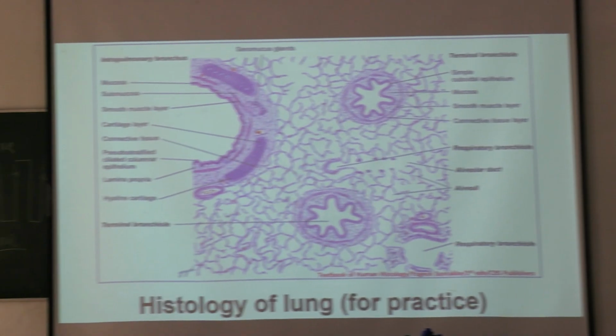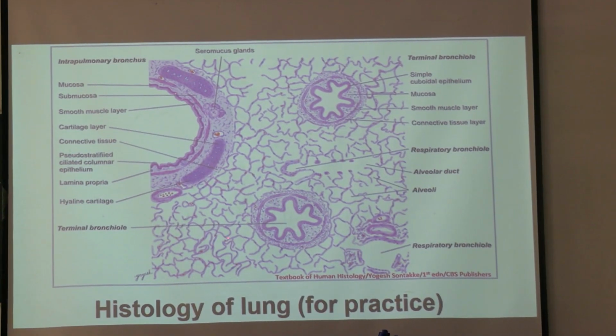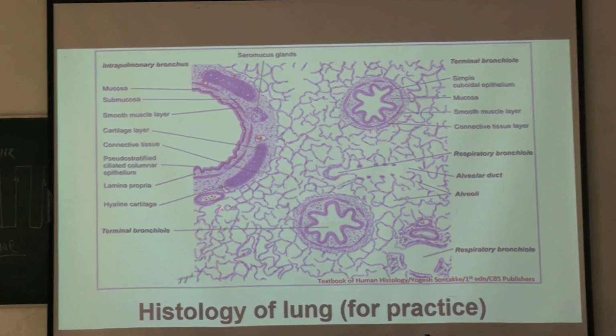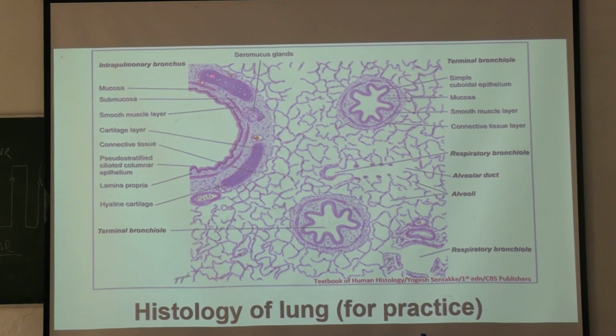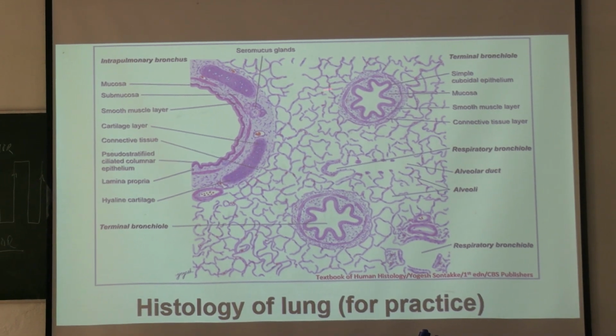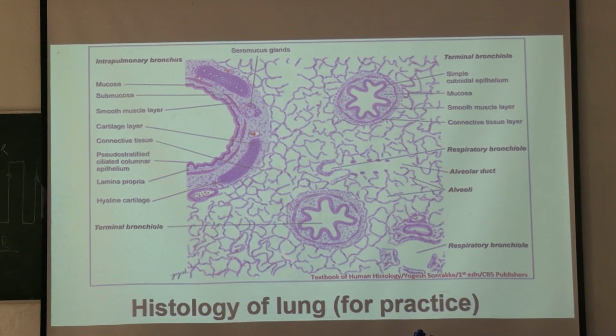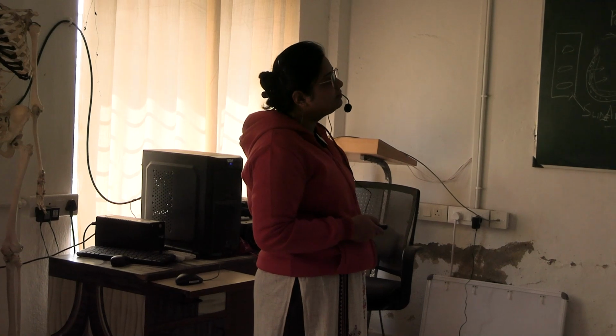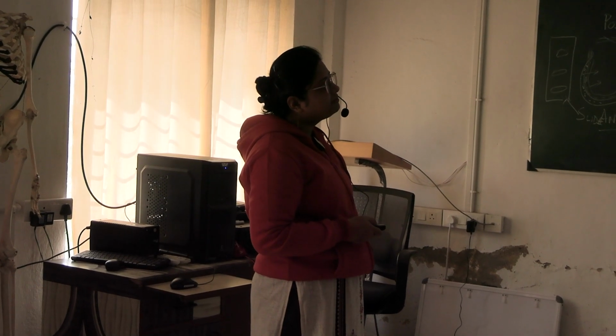Okay. See, this is histology of lung. In the lung section, you can see sections of bronchioles. Okay, this is a section of intrapulmonary bronchus. These are sections of terminal bronchioles. This is a section of respiratory bronchioles. Okay, respiratory bronchioles are directly connected to the alveoli, and these are the sections of alveoli.